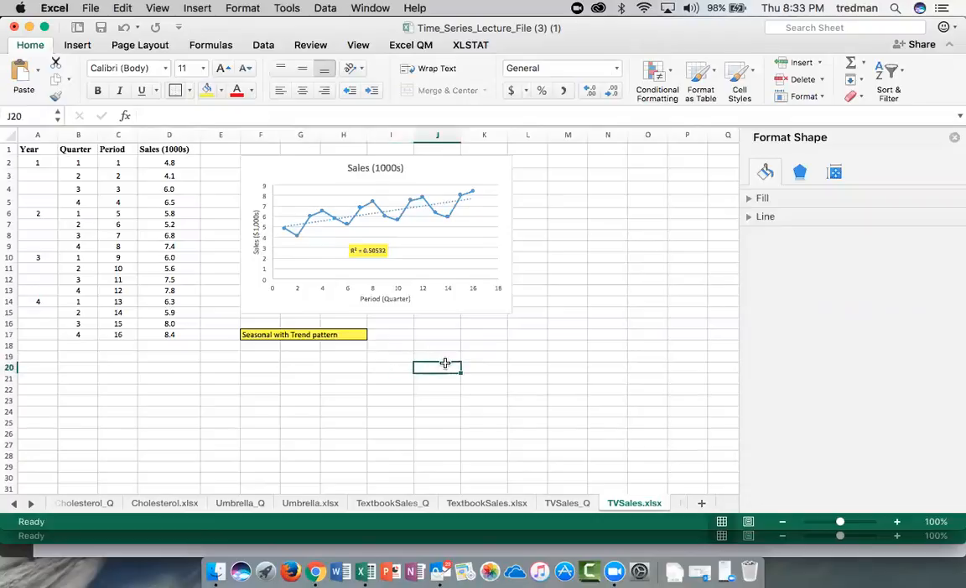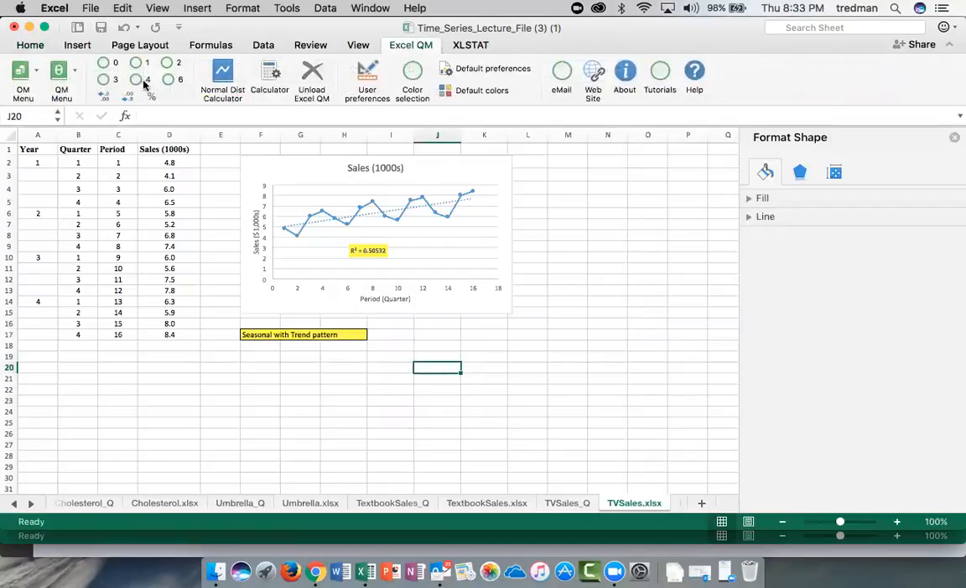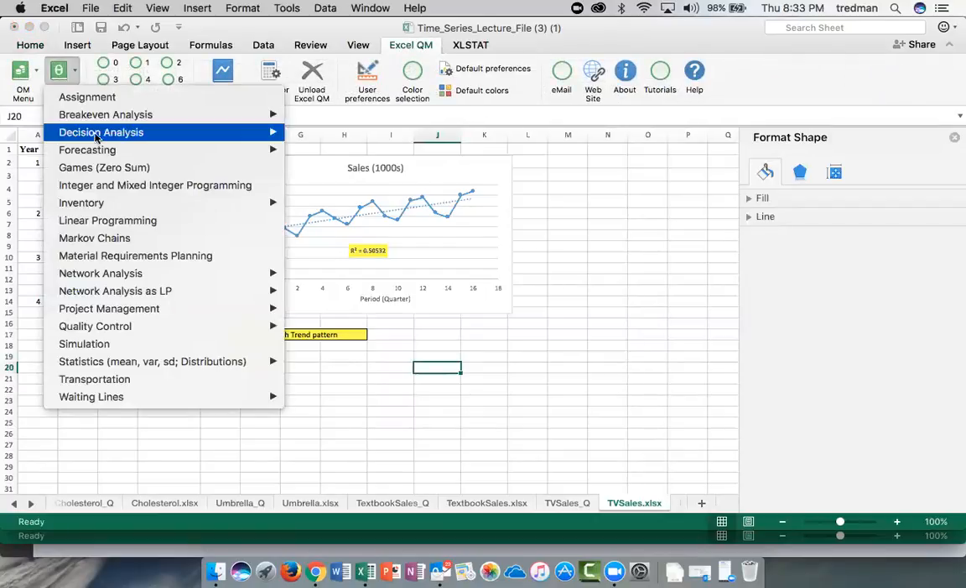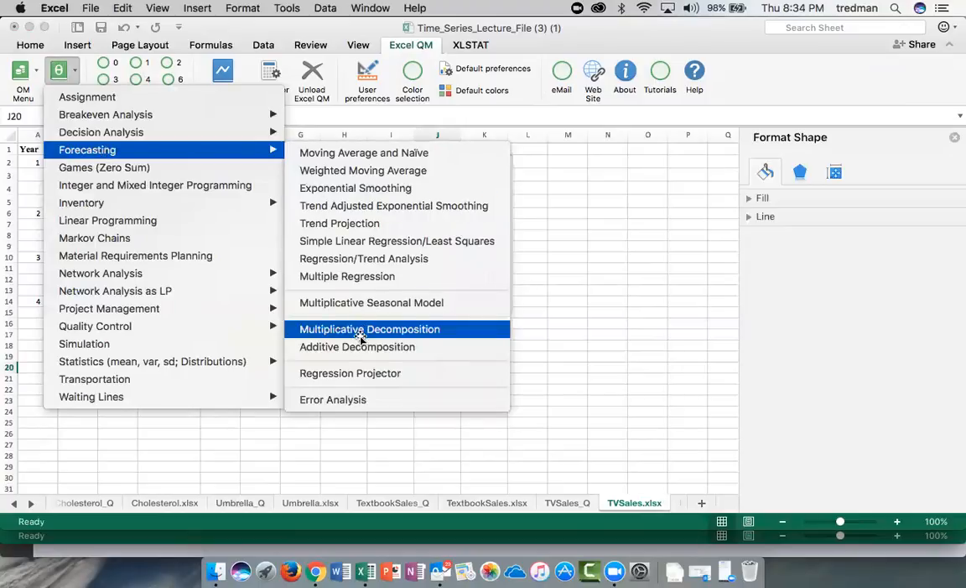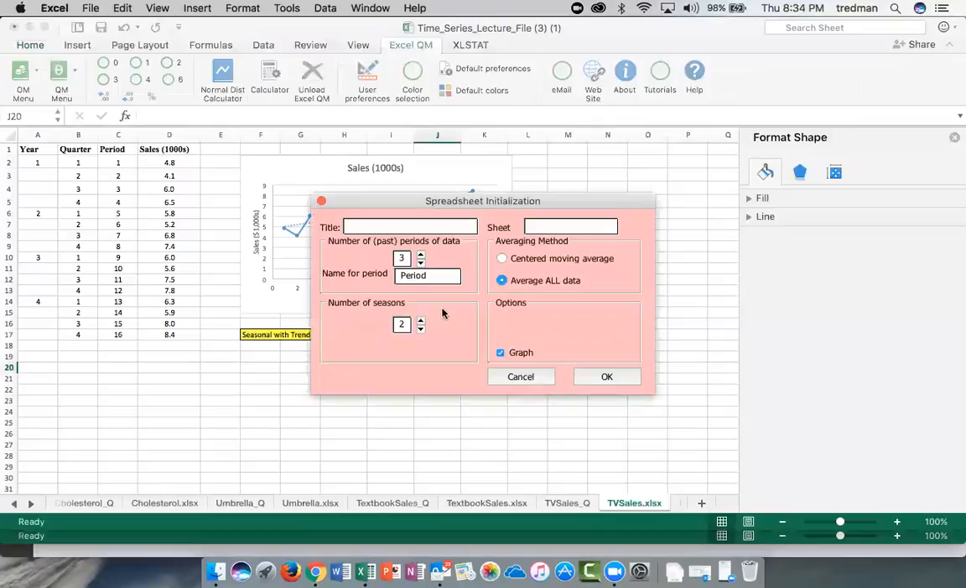So the question is going to ask you to use a technique called multiplicative decomposition to solve this using the centered moving average. And I'm hoping that my software works for me for this. This is going to be forecasting, multiplicative decomposition. The number of past periods of data is 16. The number of seasons is 4. We're going to use the centered moving average method and then click OK.